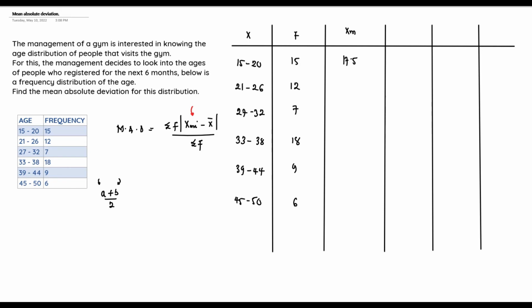The next is 21 plus 26, that's 47, divided by 2, that gives us 23.5. The next is 27 plus 32, and that gives us 59, divided by 2, that gives us 29.5, and we do the rest.